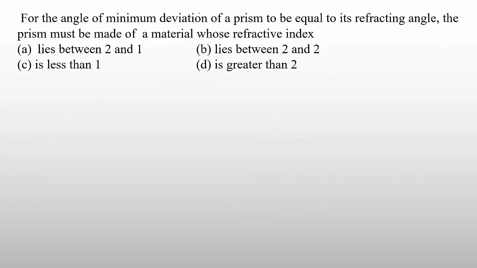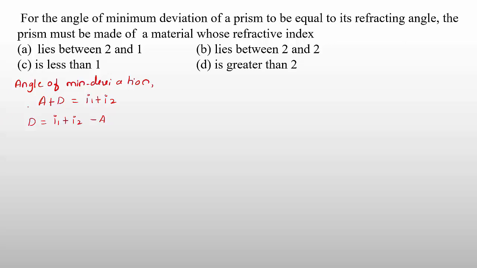For the angle of minimum deviation of a prism to be equal to its refracting angle, the prism must be made of a material whose refractive index is? For the angle of minimum deviation which is equal to the refracting angle. See here, for the angle of minimum deviation we have the equation A plus D equal to I1 plus I2, or we can write it as D equal to I1 plus I2 minus A, right?